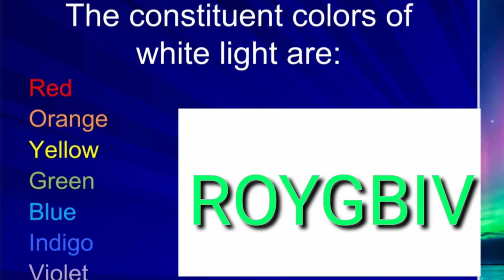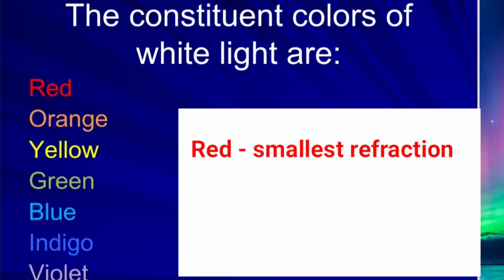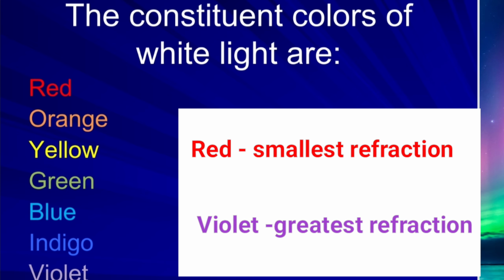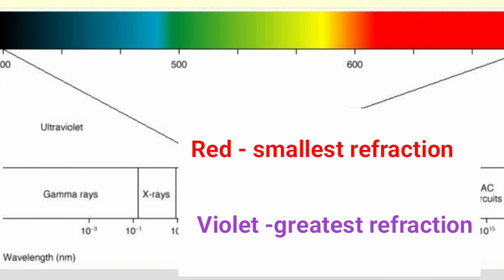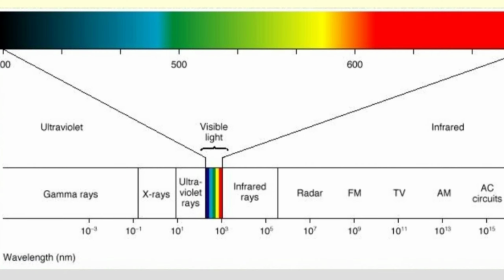The constituent colors of white light are red, orange, yellow, green, blue, indigo, and violet. As you can see, red has the smallest refraction and violet has the greatest refraction. Why? Because each color has a different wavelength, so the longer wavelengths refract less than the shorter wavelengths.